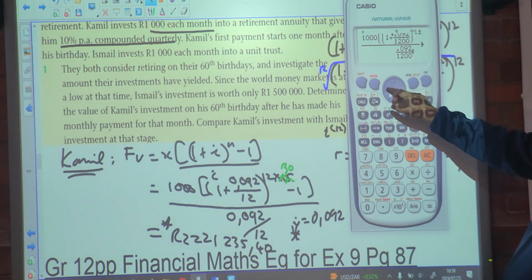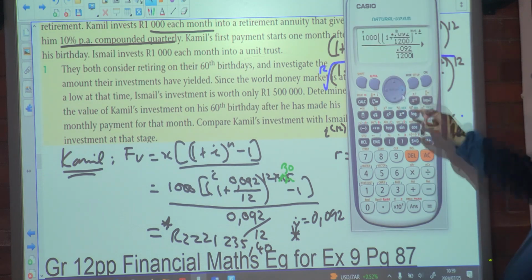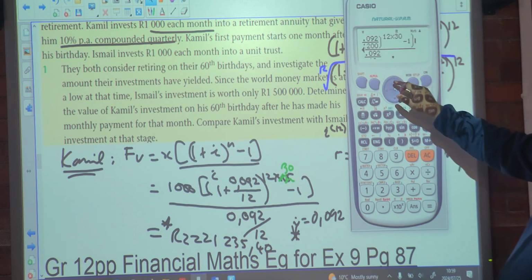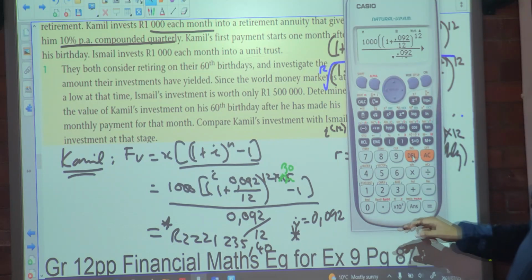0.092. Yes. Oh, you're on the ball today. You're going to get 100% for finance.